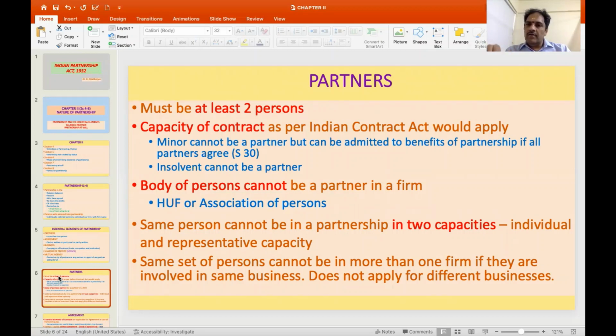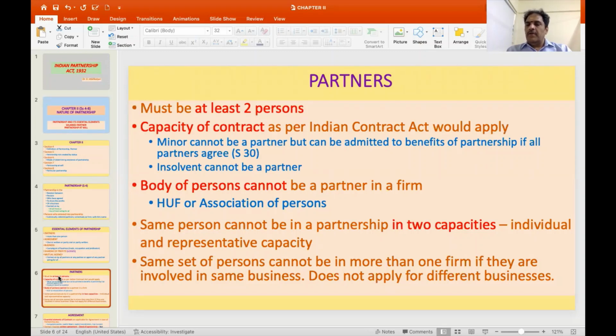Similarly, an insolvent is not in existence as far as the law is concerned. It's called civil death. So such an insolvent person is also ineligible to be a partner. Then lunatics, etc. also cannot be partners. Then a body of persons cannot be a partner in a firm. The firm itself is an unincorporated body, and within it you cannot again have any association of persons or even a Hindu undivided family.